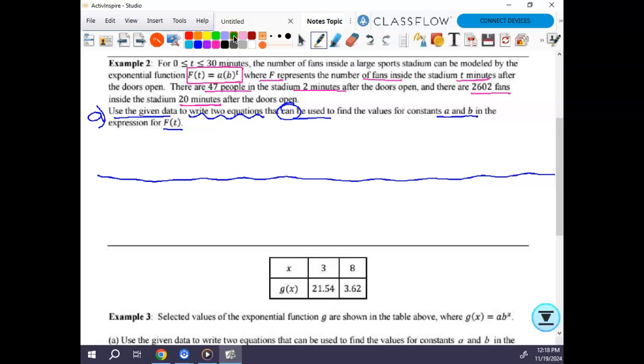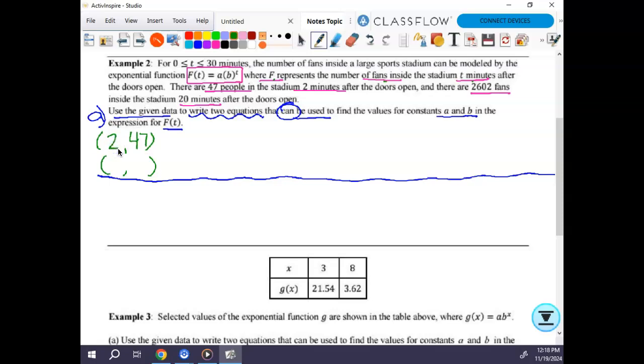So in order to do that, just like it said above, I need two input-output pairs, which means I need two ordered pairs. So in my information, they should have given me enough information to come up with two input-output pairs. Okay, so if I start here, it says there are 47 people in the stadium 2 minutes after the doors open. Is 47 the input or the output? It's the output, right? Because it says F is the number of fans, T is the time in minutes. So 47 is the output. The input for that would be 2.